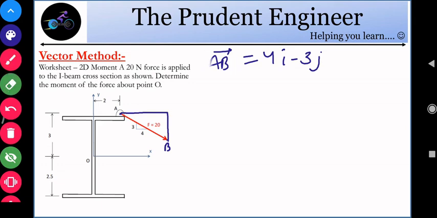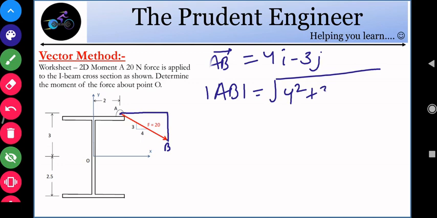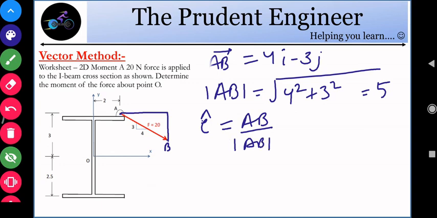Here this won't be the modulus, this will be the vector. Now if we want to find the modulus of this vector, we can do it by the square root of the individual components squared, that is 4 squared plus 3 squared, and the value you will get is 5. If you want to find the unit vector in the direction of the force vector, you can write vector AB upon mod of vector AB, which gives 4i over 5, that is 0.8i, minus 3j over 5, that is 0.6j. That is the unit vector in the direction of AB.